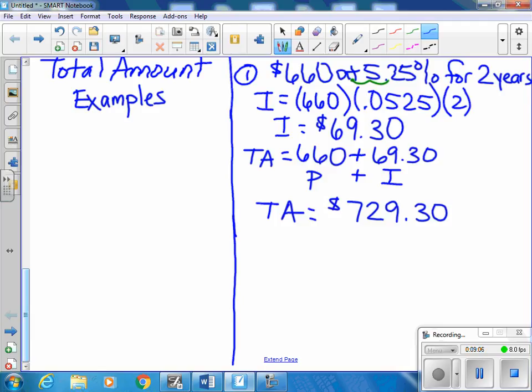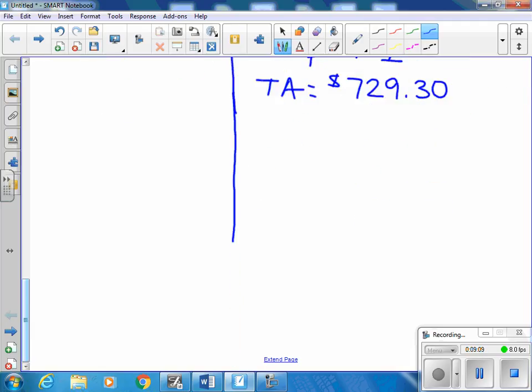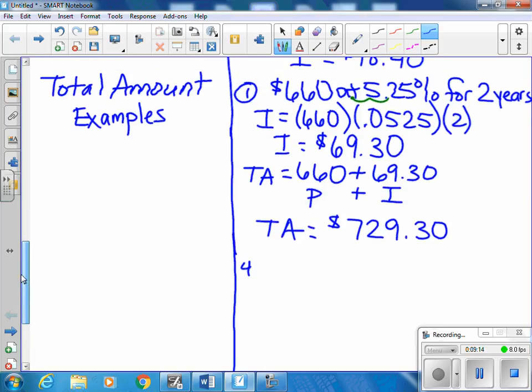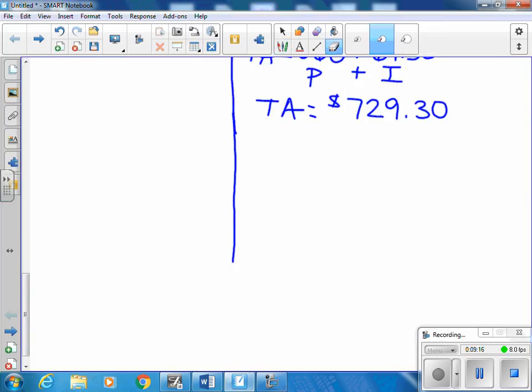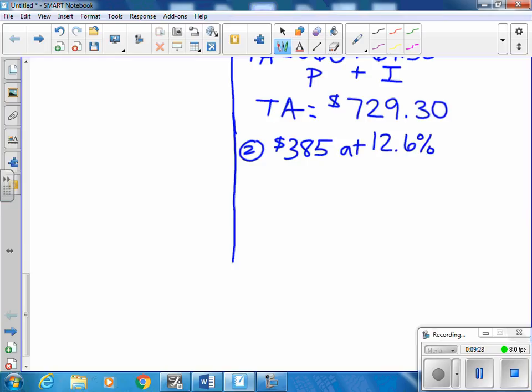Okay, so the next problem we're going to do is another similar one, still total balance or total amount. This is number 2. Okay. And this time you've got $385 at 12.6% for 9 months. So we're back to giving an example with the months. Okay, and we want to know what the total amount would be 9 months later, right, with all this interest involved. So the first thing we want to do is calculate the interest.